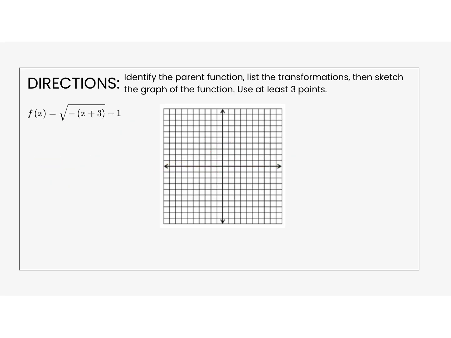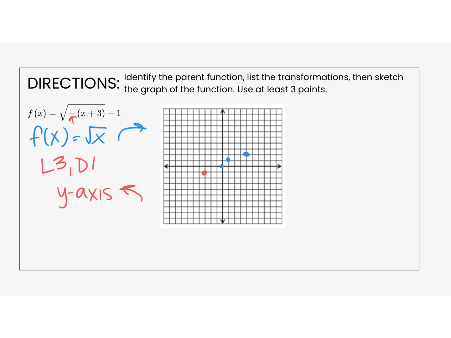All right, last one we'll do together. Parent function is the square root of x, which looks like that. 0, 0, 1, 1, 4, 2. My transformations are left 3, down 1, and then my negative is underneath the radical, so that is a y-axis reflection. So it's going to go off to the left instead. So I'm going to first start with 0, 0. I'm going to go left 3, down 1. So that's going to be right there.